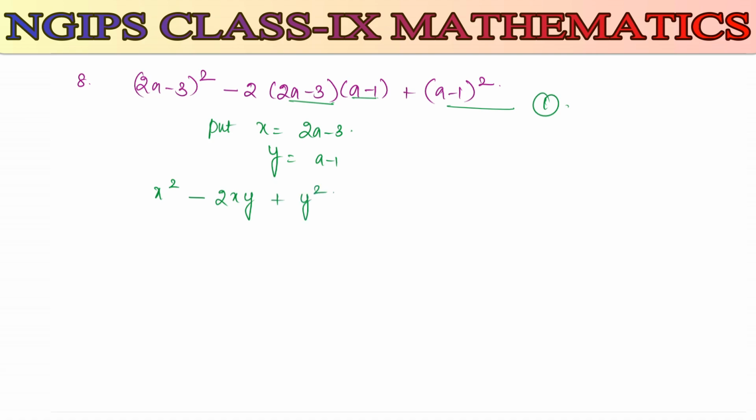Here this is in the form of x² + y² − 2xy. This value is (x − y)². Now I can take the x value, it is 2a − 3, minus of a, the y value is a − 1, whole square. I have just substituted the x value and y value.